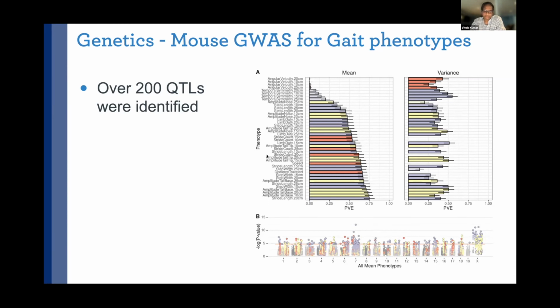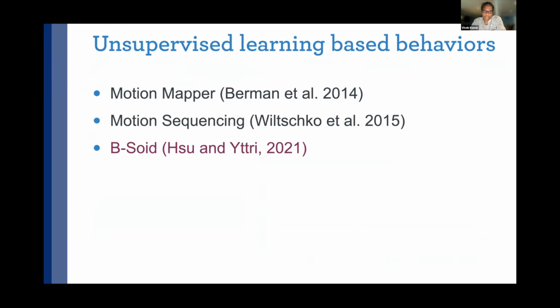So we've been using this approach, and we've now applied it towards unsupervised behavior space. There are three major methods of unsupervised behavior mapping. We use a derivative of a method called B-SOiD from the Yttri lab at Carnegie Mellon.